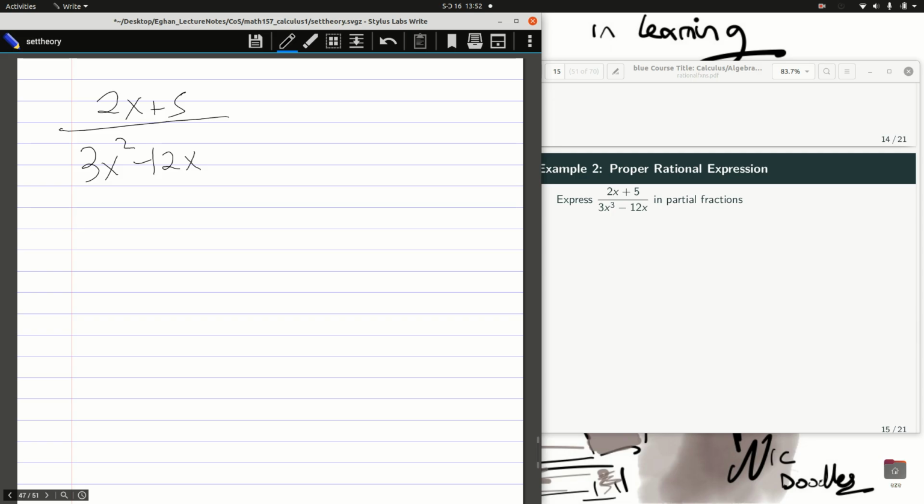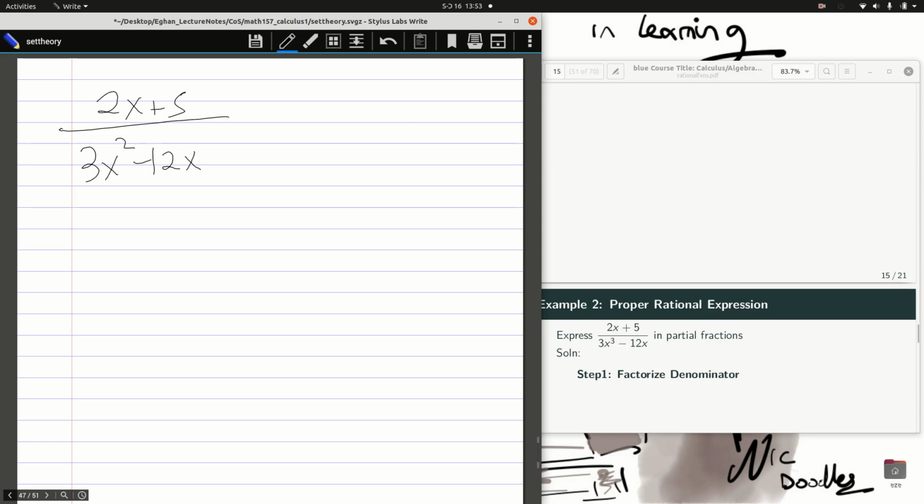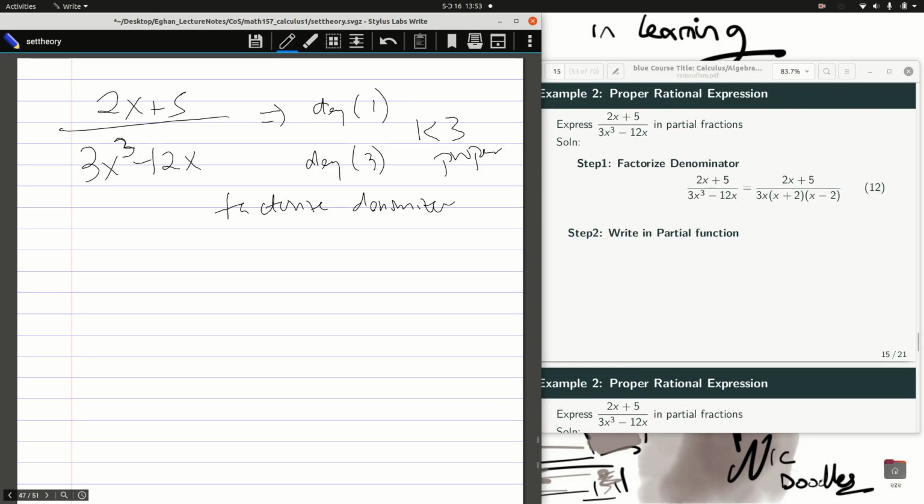It's a complex rational function because I can't easily do the long division, or you can. It's simple to do if you want to. It's even cubic. So I have to test, is it proper? Degree of the numerator is 1, degree of the denominator is 3. 1 is less than 3, hence it is proper, so I can factorize the denominator. How to do that? You should be able to do it by now. So let me check what I had. I had (2x + 5) over 3x(x + 2)(x - 2).